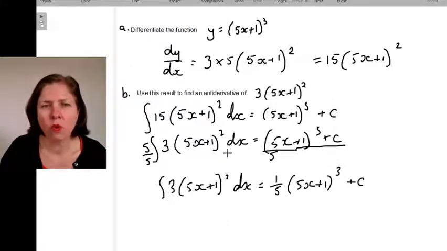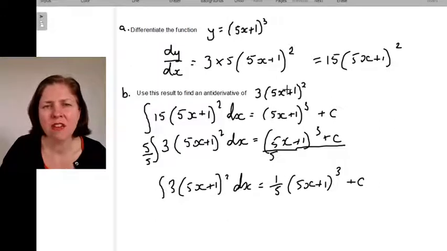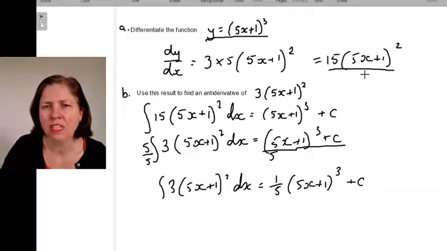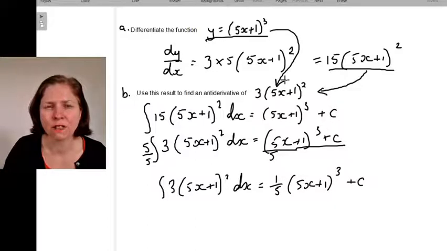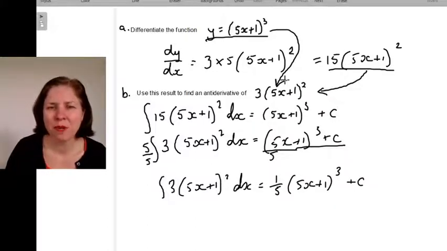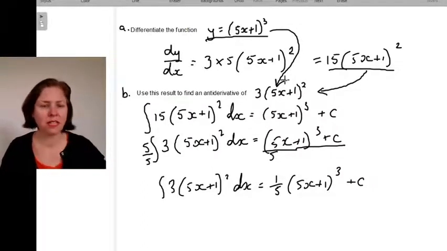What I didn't do was look at 3 times (5x plus 1) squared and think, how do I anti-differentiate that? I was given a hint in the question. First, I was asked to differentiate this function, and then I see that the result that I get resembles the function that I want to anti-differentiate. So if I differentiate this, I almost get something that looks like this, but it's just slightly different. So then what I do is I simply manipulate what I've got in order to get the answer I'm looking for. I'm going to show you another example.